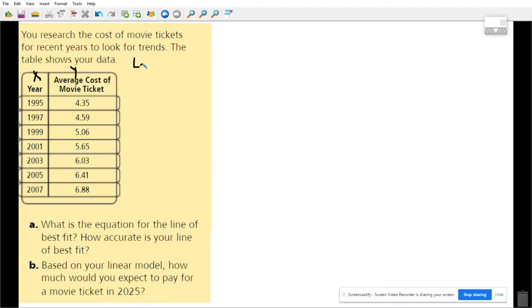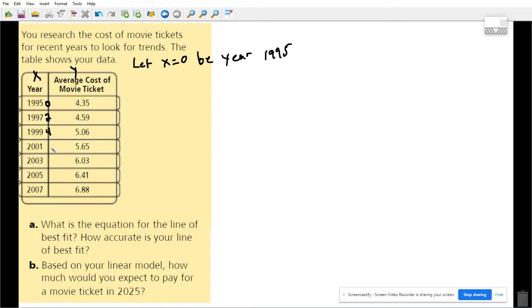We're going to let x equals 0 be the year 1995. We're not going to plug in 1995 for x. This is going to be 0. And then how many years after 1995 is 1997? This is going to be a 2.